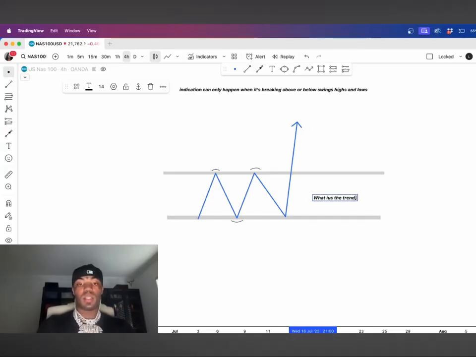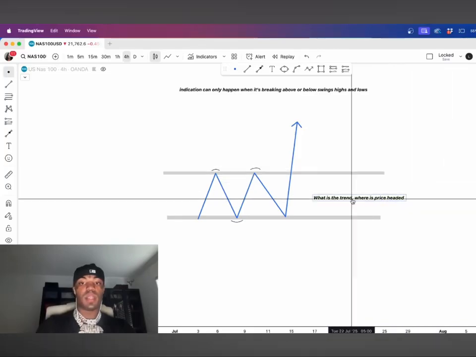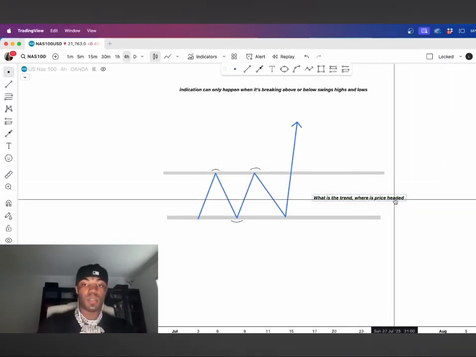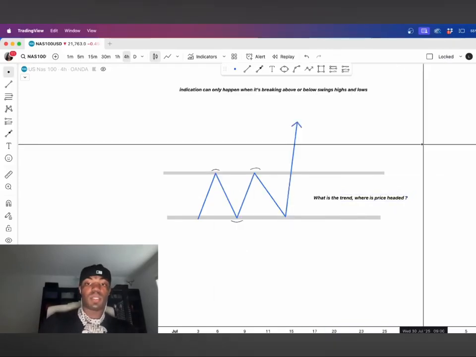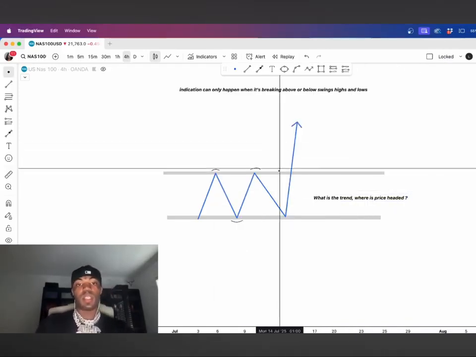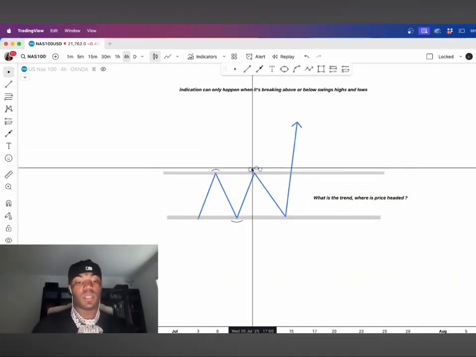And they'll ask, what is the trend, and where is price headed? They normally ask both of these two things. What is the trend? Where's price headed? The best way to answer these two questions is overall looking at those swings.